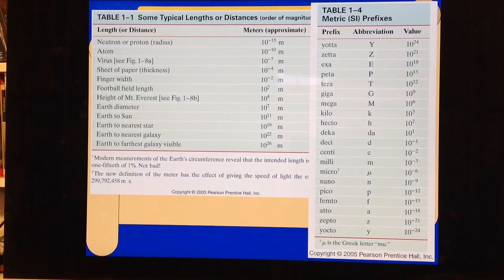Let's talk a little bit about length or distances. It's really impressive how the universe is. Look at this, an atom. The length of an atom is approximately 10 to minus 10 meters. It's extremely small. And you see how useful the scientific notation is to us here, because imagine writing 0.00001. It would be a very long number to write. So the scientific notation was very useful here.